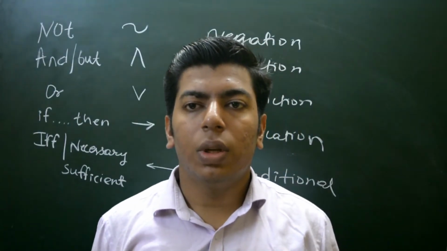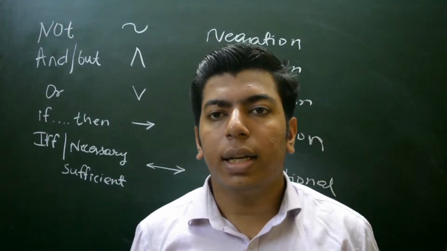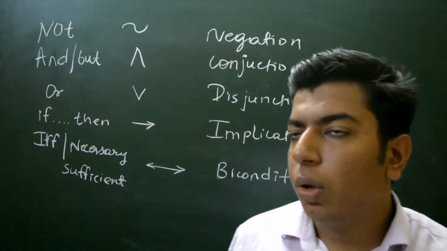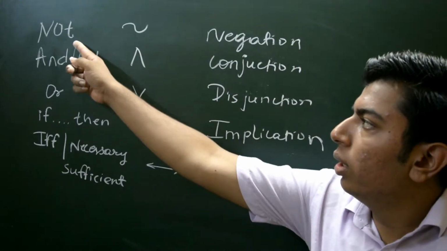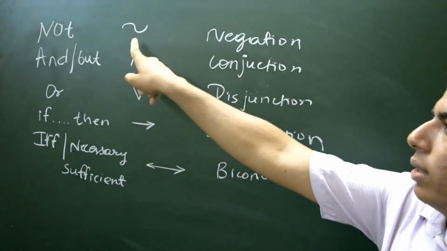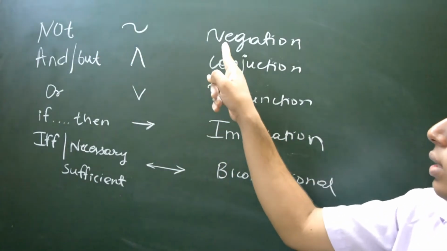Now we are going to learn about the logical connectives. The first is "not", which has a symbol like this, and it is called negation.